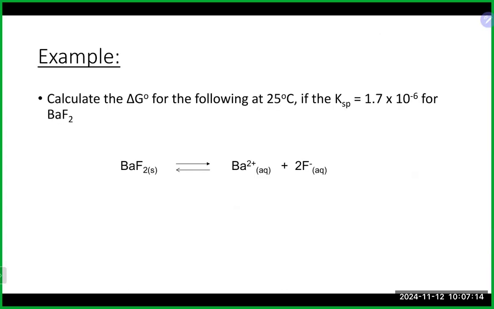All right, let's try another one here. Calculate the delta G naught for the following at 25 degrees. The KSP here is 1.7 times 10 to the minus 6. Okay, so let's take a look at this one.